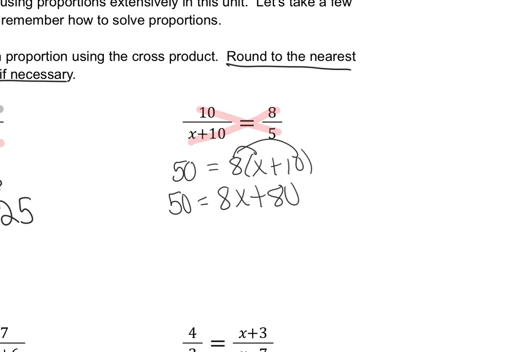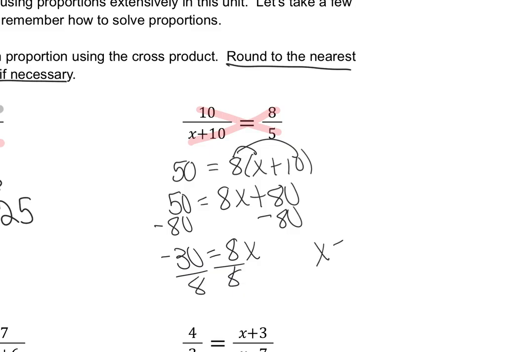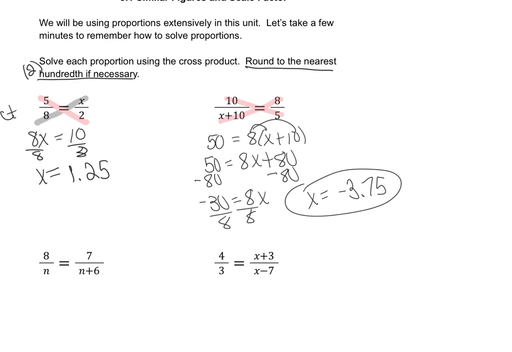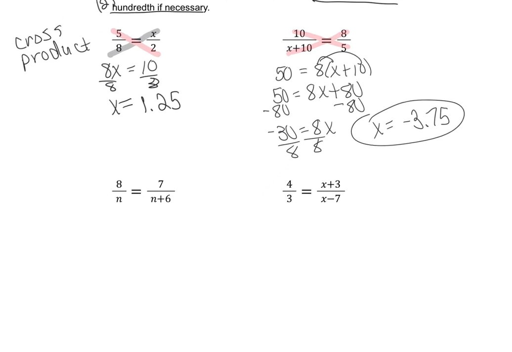And now we're back to just a two-step equation that we've done lots of times. So let's go ahead and subtract 80 from both sides. And we get negative 30 equals 8x. And just divide by 8. And we get negative 3.75. Again, that ends at negative 3.75, so there's no rounding to be done.